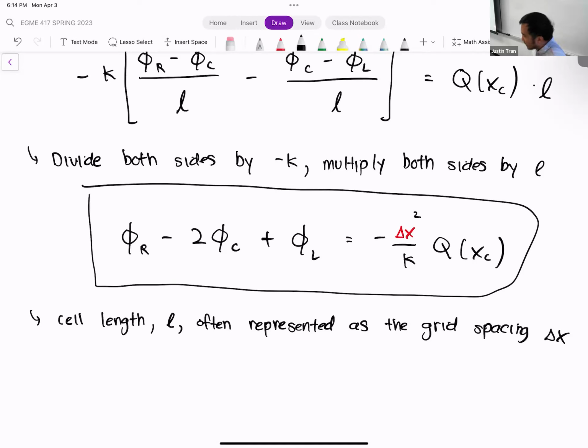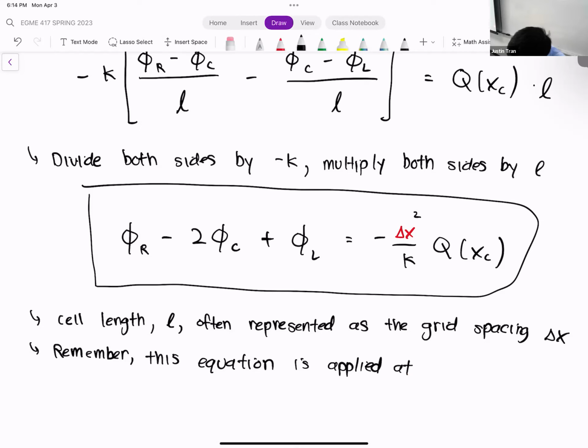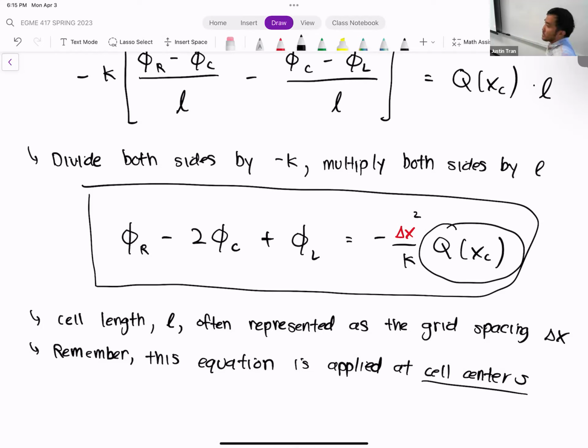Okay. The big difference here is that, remember, this equation here, we're applying this at the cell centers. So that's going to have some minor and some major differences in terms of how we apply it. On the minor side, you can see here that the source term Q is evaluated at x sub C. And so just on a smaller note, when you're evaluating the source terms, you want to make sure you're evaluating them at the cell centers.